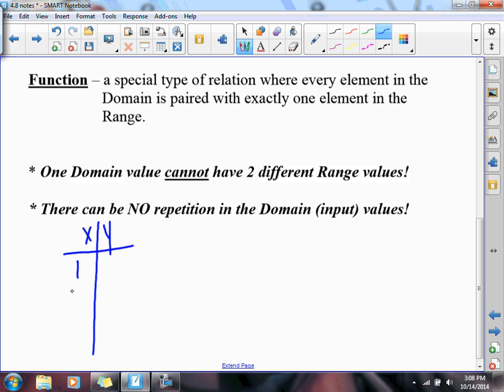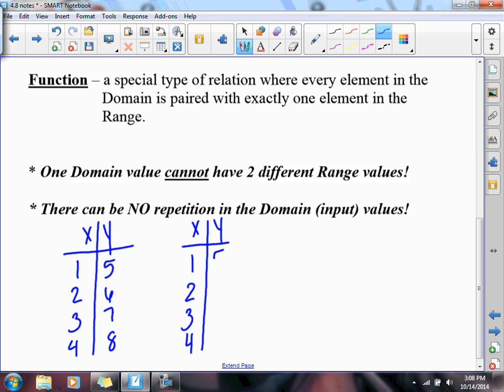You could have a function that's 1, 2, 3, 4, and then 5, 6, 7, 8. So every value in the domain has a separate different value in the range. So that's a function. You could also have a function where every domain value has the exact same range. That's possible. That's like saying 4 people have the same birthday, or having 4 buttons that all give you the same type of pop. That's possible.